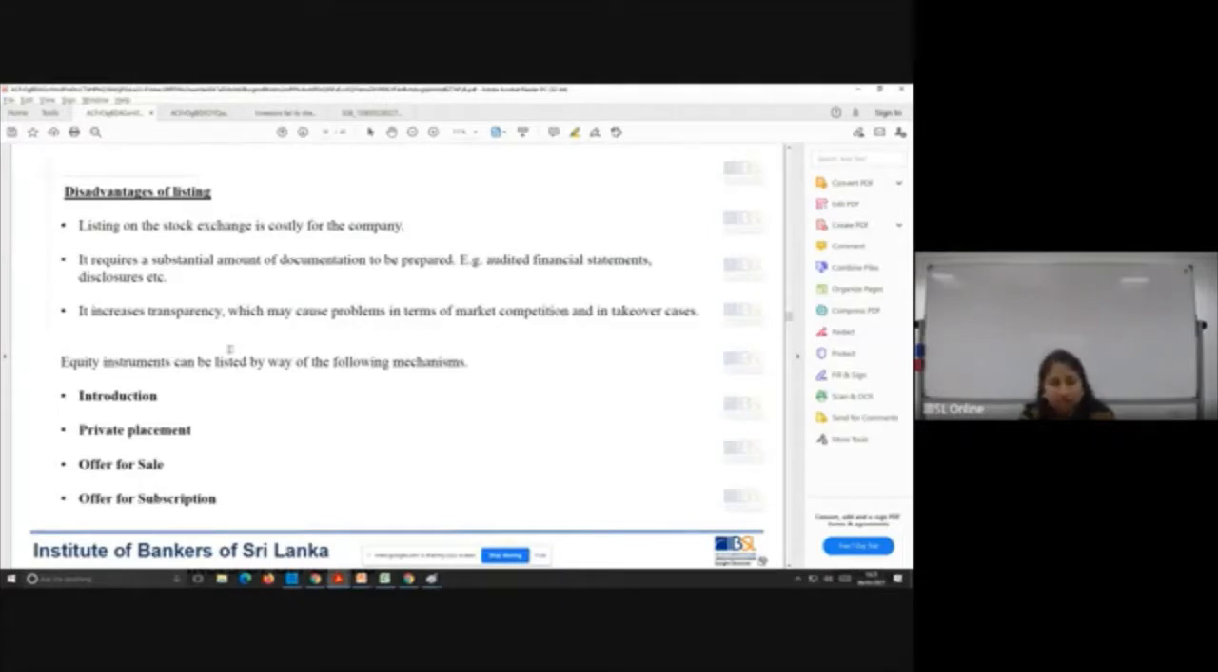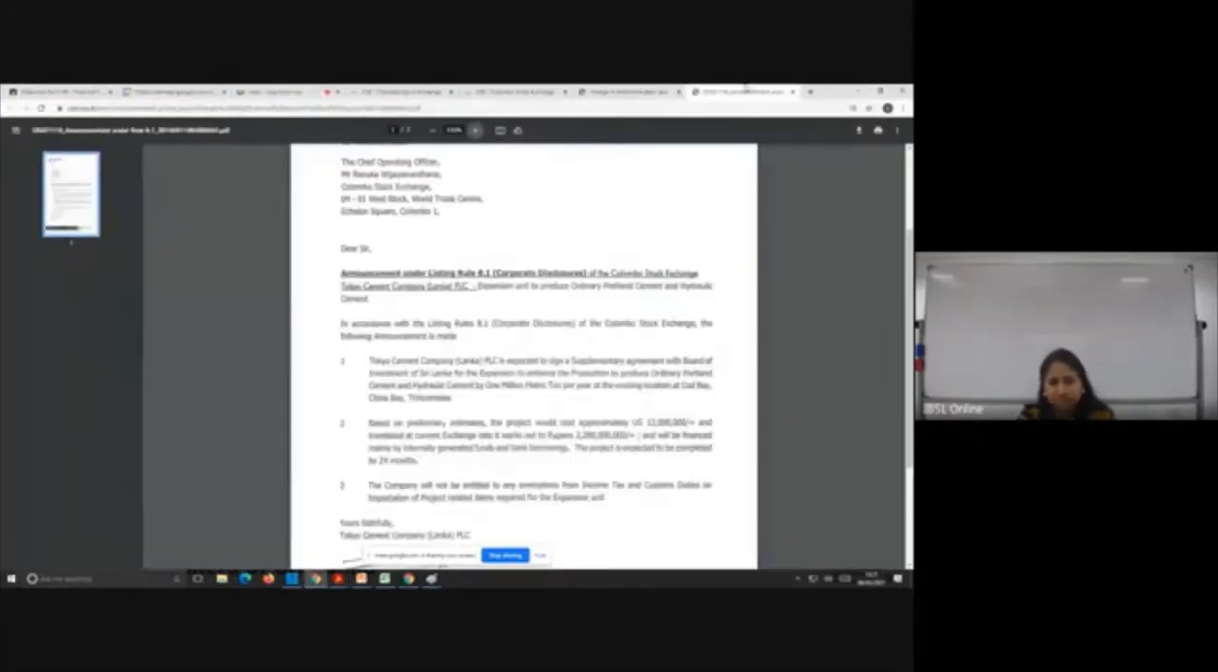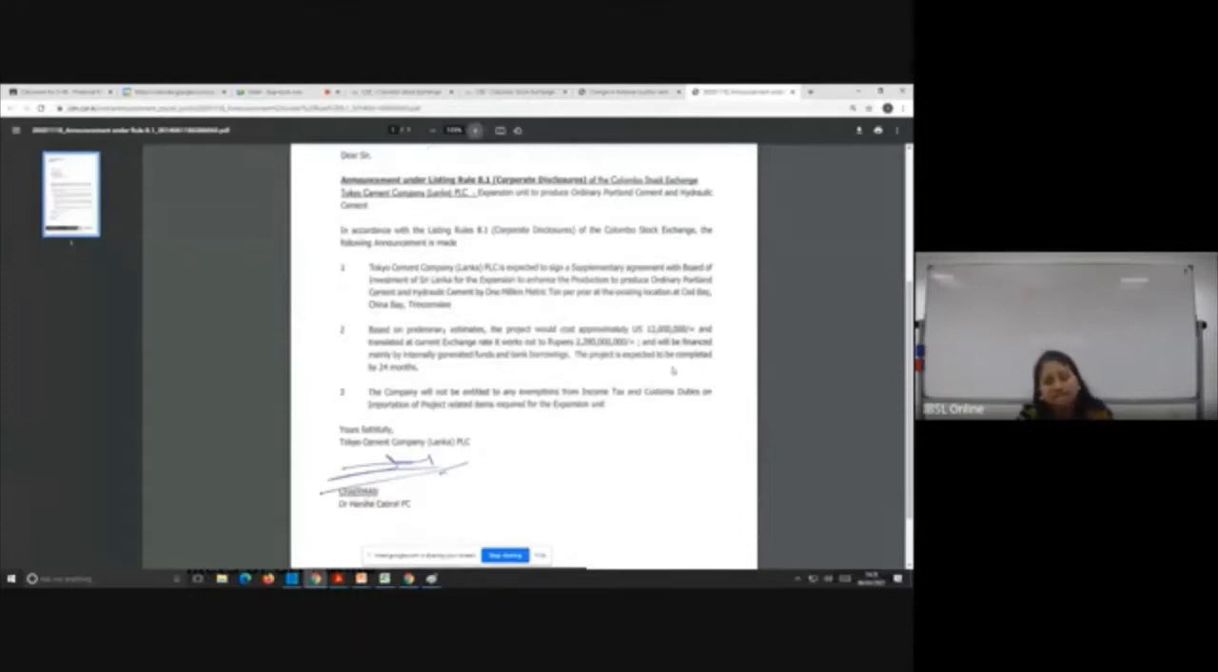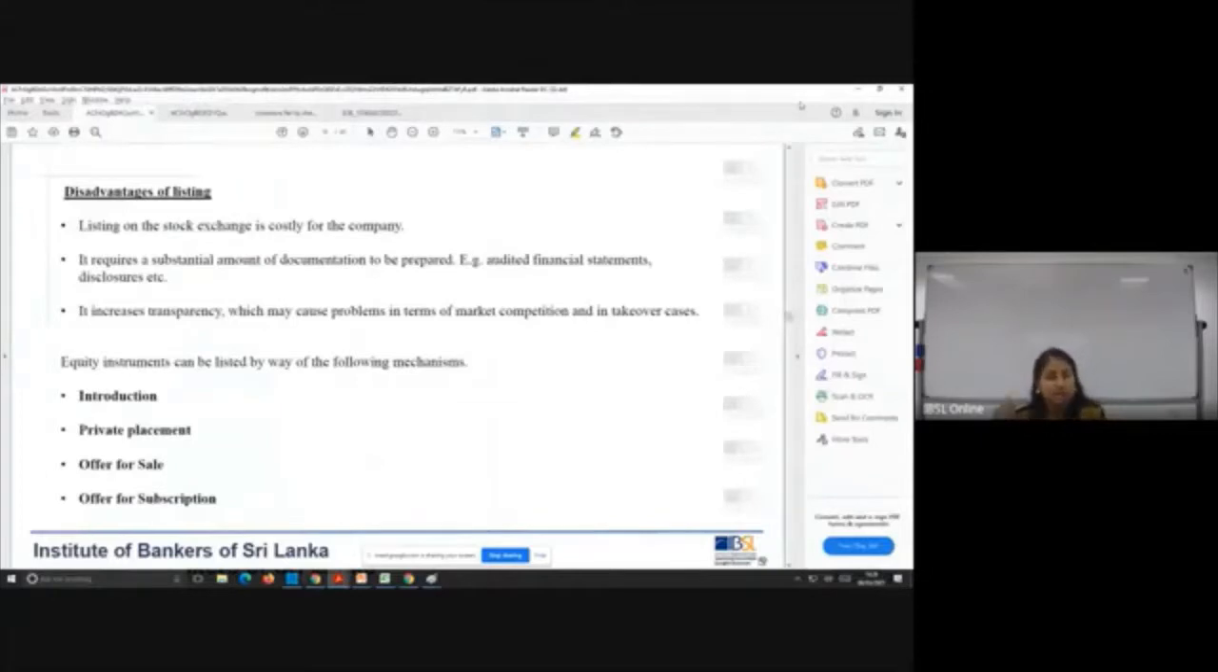And let's say a competitor, okay, now let's say an expansion such as this made by this cement company. Another cement company could monitor this, could check on this, and they might attempt to surpass this company with another expansion. So the competitor is also aware of what the other company is doing. So it might cause problems which come from increased transparency. Those are the disadvantages coming from listing in the stock exchange.